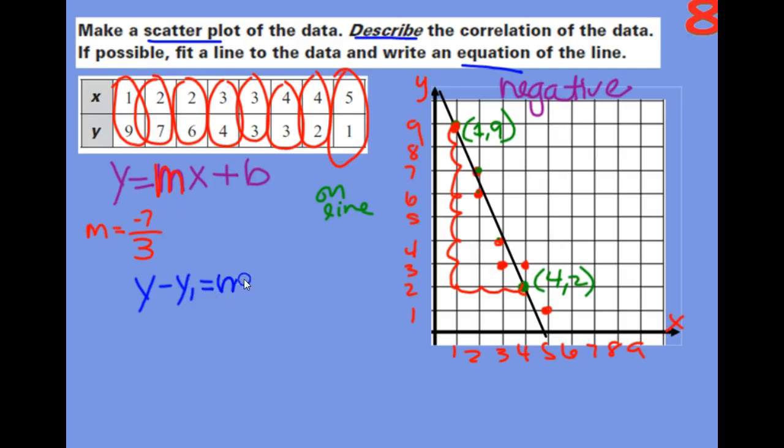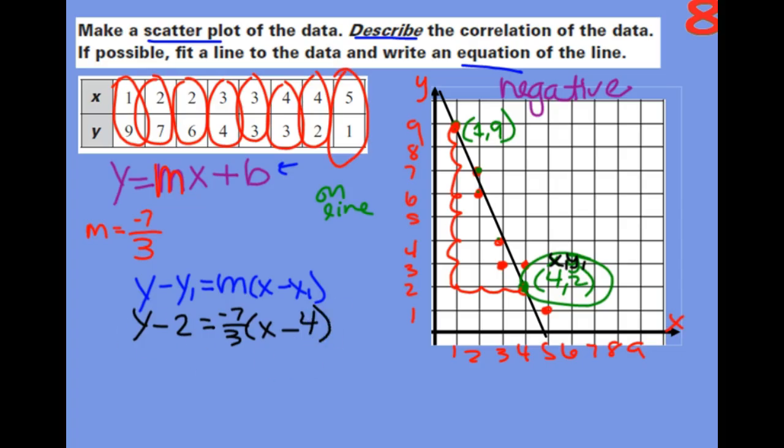I need to write an equation. I'm going to use this form. Again, you could use the other one and solve for b as well. And it doesn't matter which point you use. I'm going to use this one, 4, 2, as x1, y1. So y minus y1, which is 2, equals our slope, which is negative 7/3, and then x minus x1, which is 4.